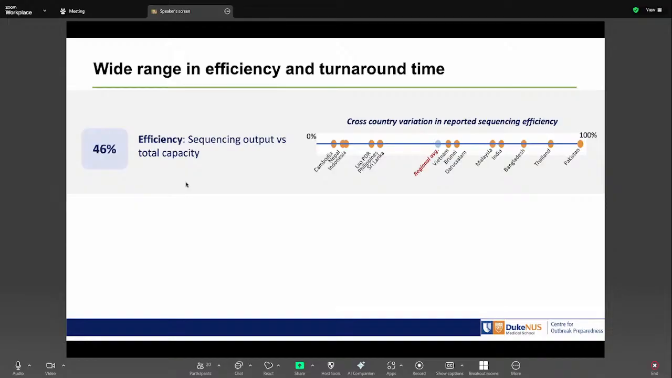Indonesia does have a lot of sequencing machines, so there is a lot of sequencing capacity in terms of machinery, but I think a lot of it is not used to full capacity because of other barriers, which we'll go through.